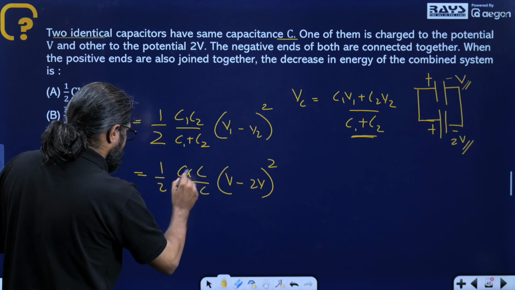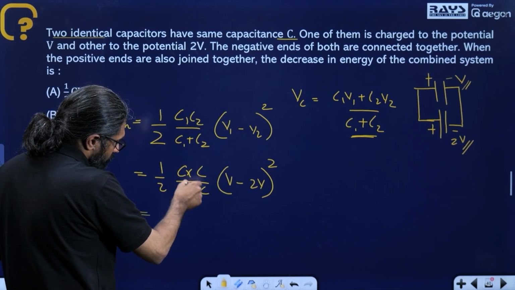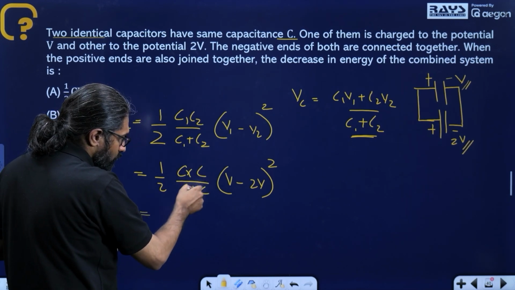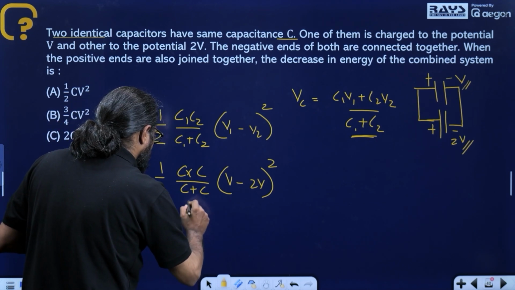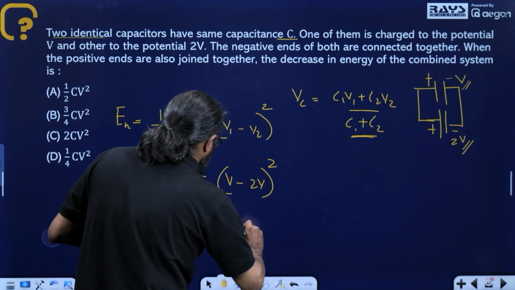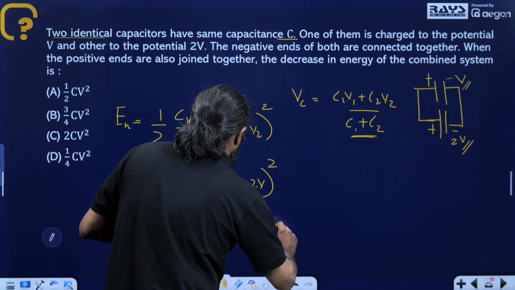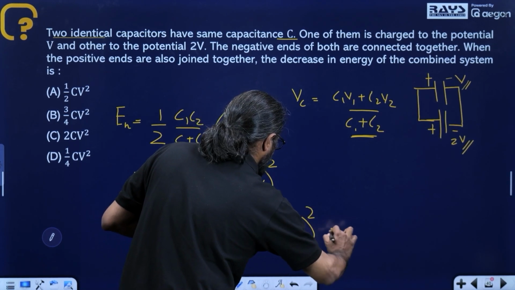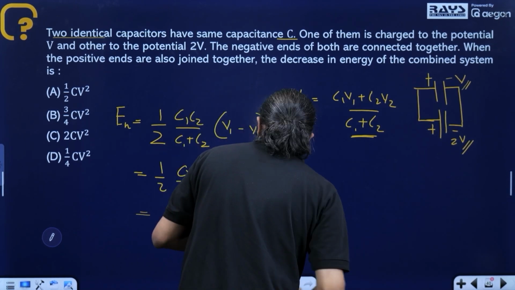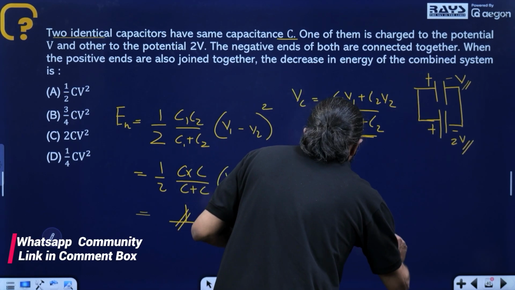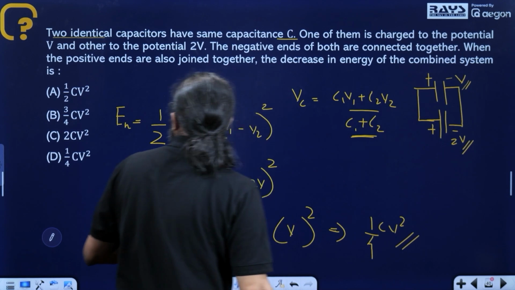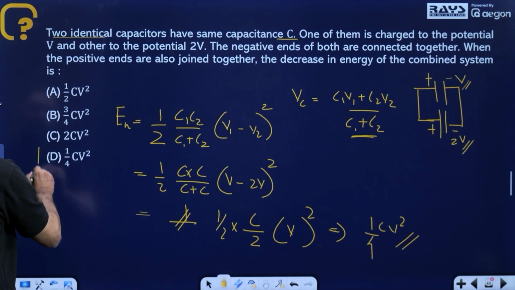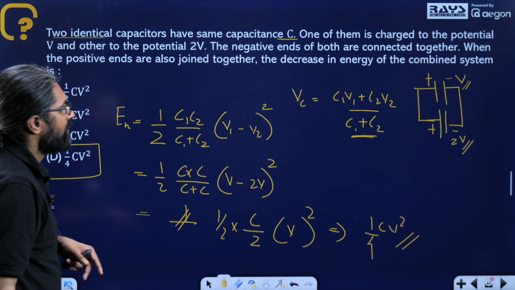That will be equal to C by 2, C square by 2C, that is C by 2 ohm. So we have 1 by 4, or basically here 1 by 2 into C by 2 multiplied with V square. That is, we have 1 by 4 CV square. 1 by 4 CV square is the answer. Option D is the correct one.